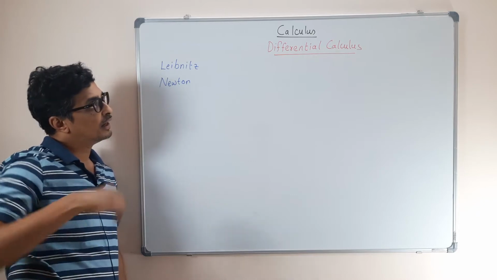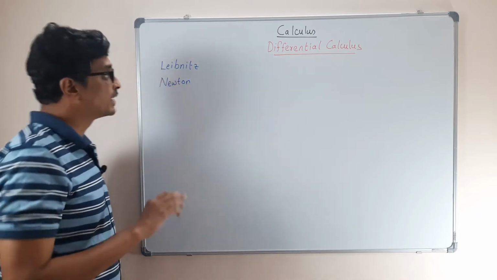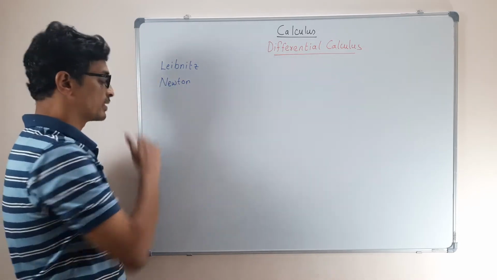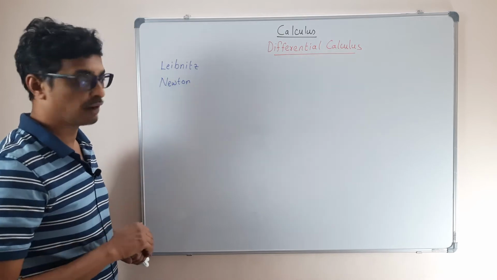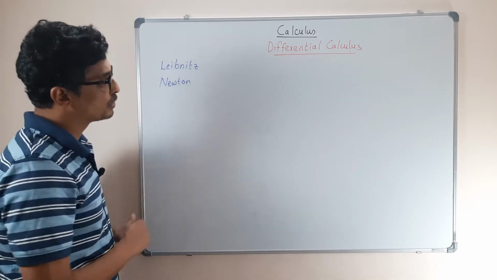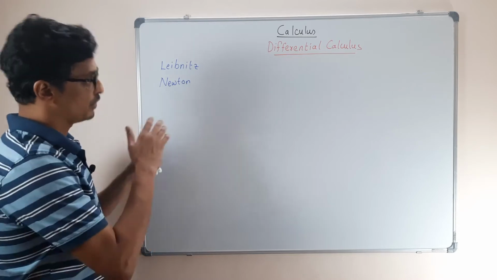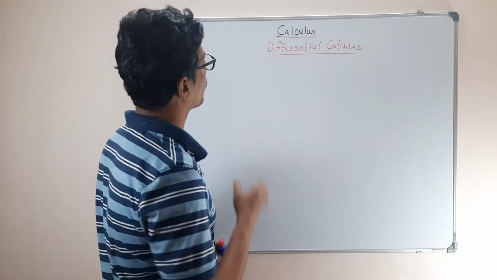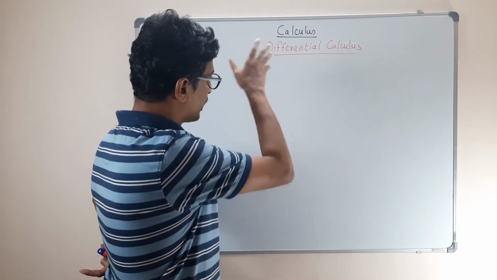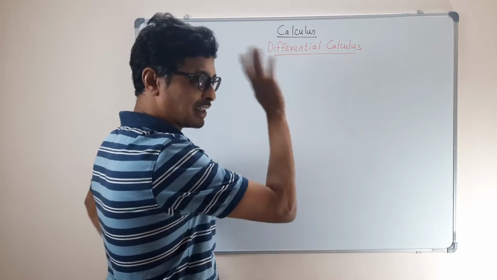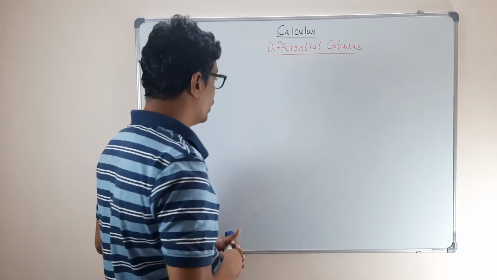This method was basically developed by Leibniz and Newton, the mathematicians. Newton is the same Sir Isaac Newton who gave Newton's laws and all. They were the two giants who developed this entire technique of calculus. It comes in two types, differential calculus and integral calculus. We will see what it means slowly.